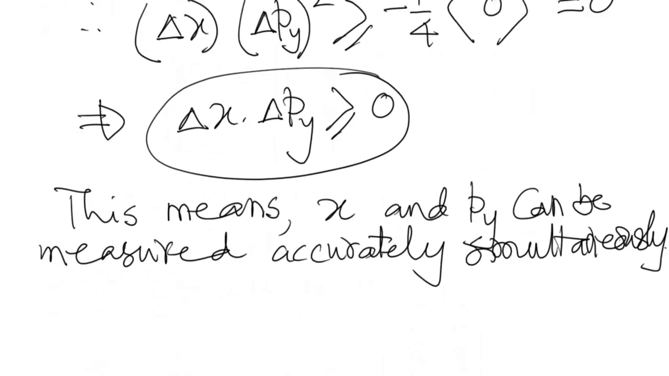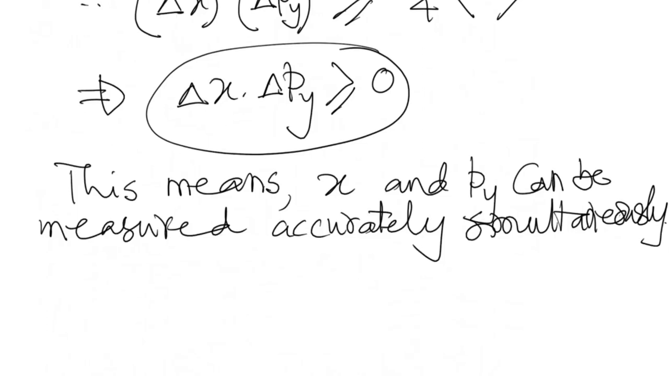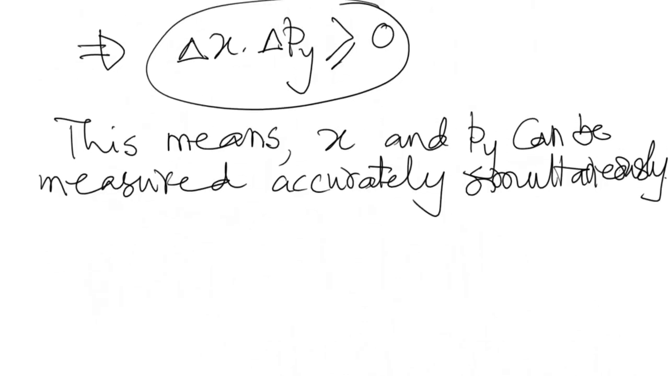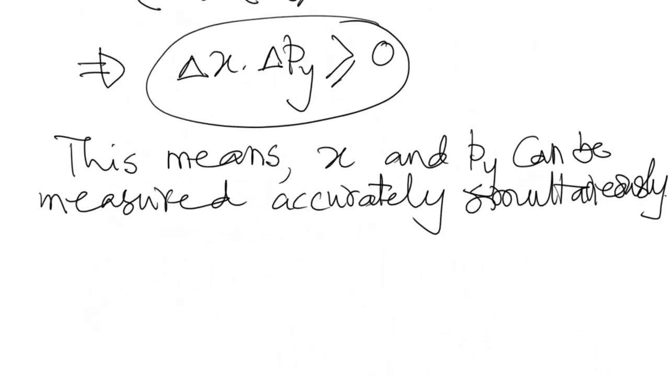Okay, similarly we could also say that the product of uncertainties in y and the uncertainties in px or pz is greater than or equal to 0. Okay, this is for today. And actually, we have completed our chapter 2, and we would like to stop here.